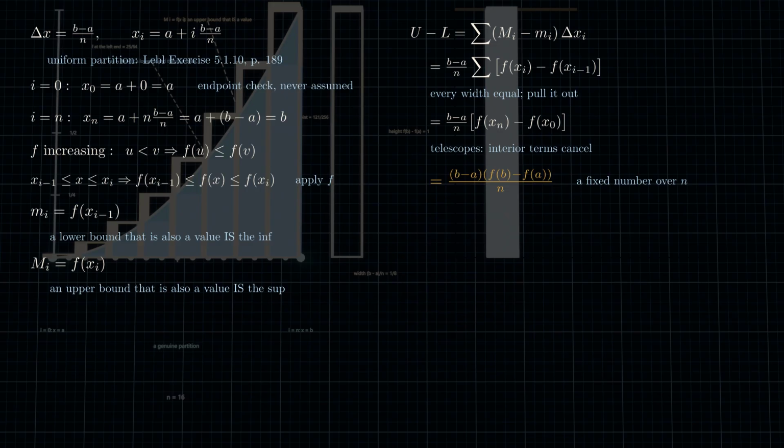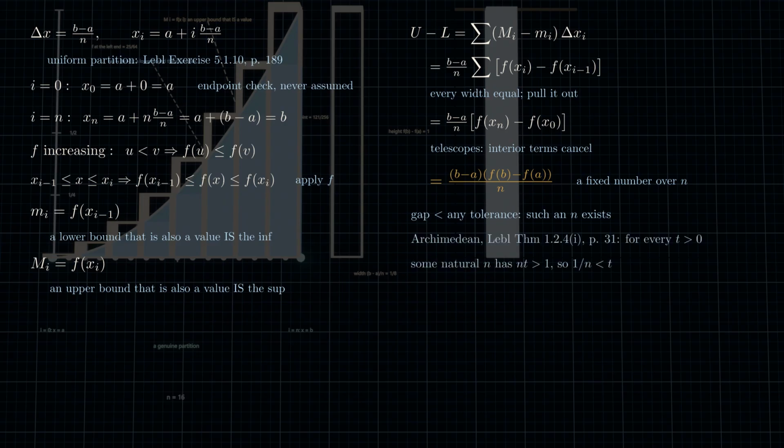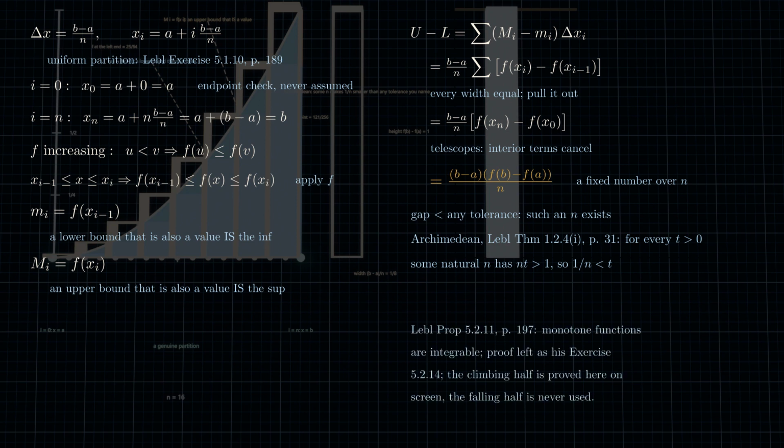So the gap is (b minus a) over n times (f of b minus f of a), a fixed number divided by n. Name any tolerance, choose n big enough, and the gap drops below it. Such an n always exists, and that is the Archimedean property, our Lebl's theorem 1.2.4, part 1. The same Archimedes as our opening quote. Our Lebl states the plain fact as proposition 5.2.11, proof left as an exercise.